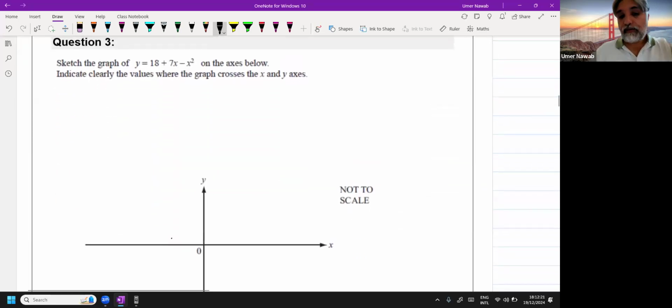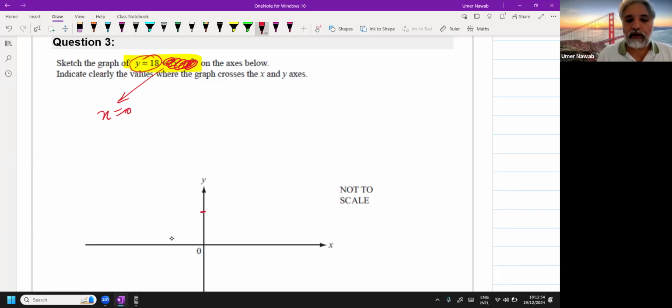Next, sketching. Now, I have a quadratic equation and I want to draw the sketch. This type of question comes in the exam, so it carries 3 marks. So how, Mr. Omer, will 3 marks be given? Number 1, you need to find your y-intercept. In order to find your y-intercept, you have to put x equals 0. So if you put x equals 0, the 7x will be gone and minus x squared will be gone. Only y equals 18 will be left.